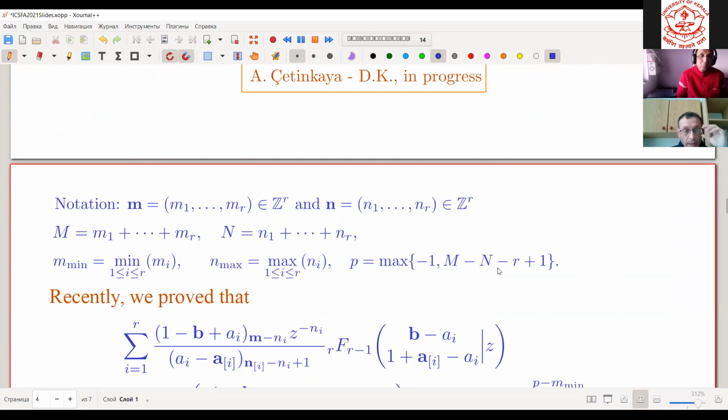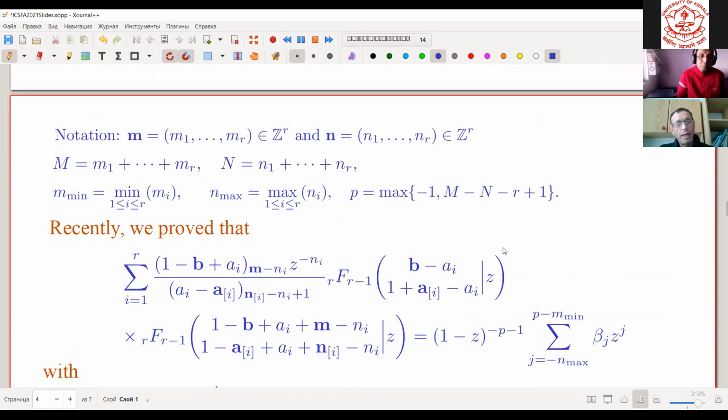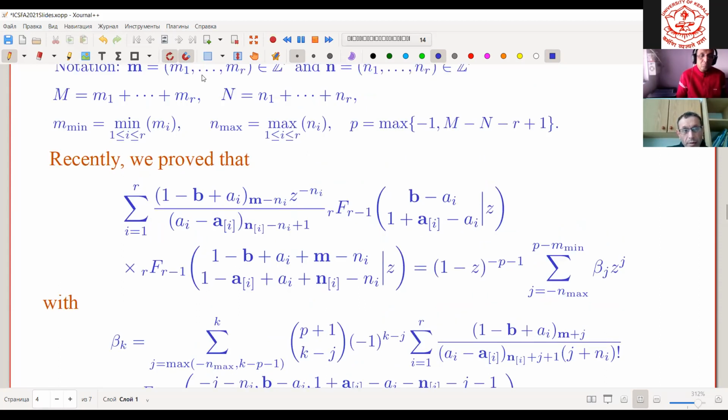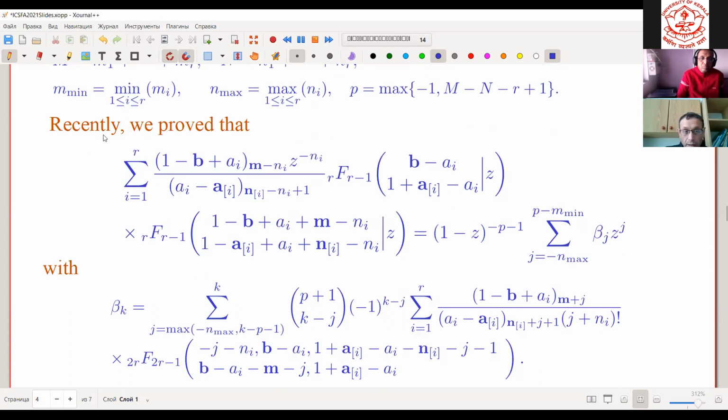Now let me mention some identities for terminating series. This we get from this duality relation, which we derived a couple of years ago, published only recently with Alexei Kuznetsov. There is certain notation here. M is an integer vector, N is another integer vector. Big M, big N are sums of the components. Then you have obvious M minimum, M maximum. And this number P is a certain number derived from the sums. So it can be -1 or this maximum.